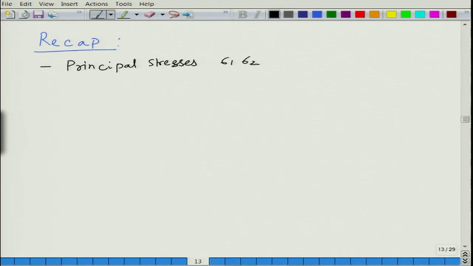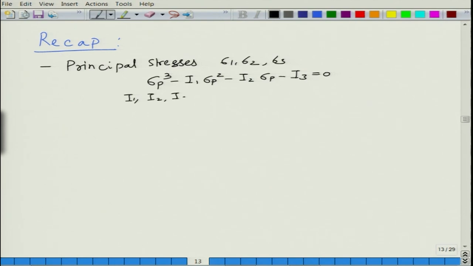Sigma 1, sigma 2 and sigma 3, which are basically from this equation, sigma p cube minus I 1 sigma p square minus I 2 sigma p minus I 3 is equal to 0, where I 1, I 2 and I 3 are stress invariants. Basically, they are invariants of stresses, independent of orientation of axis, and when you calculate this I 1, I 2, I 3, they are given in terms of normal and shear stresses.